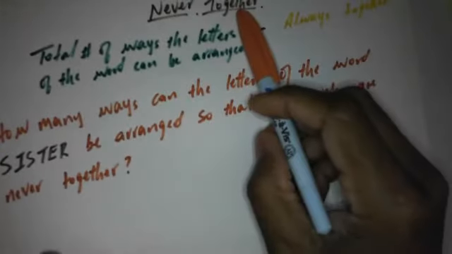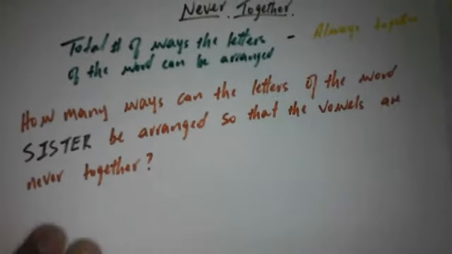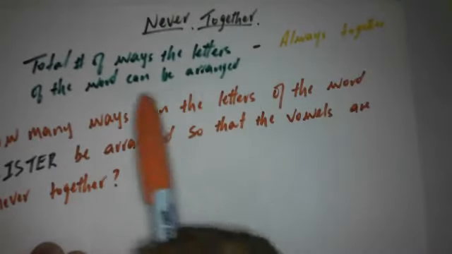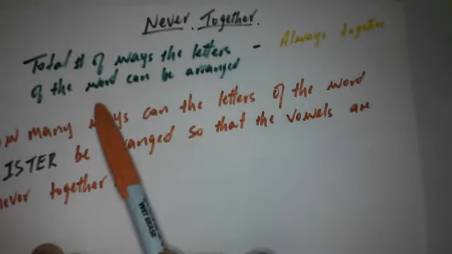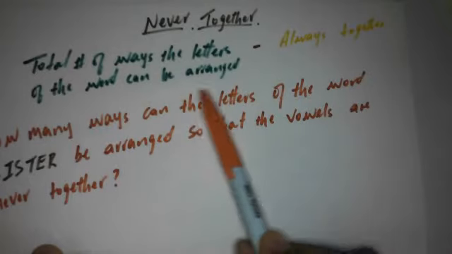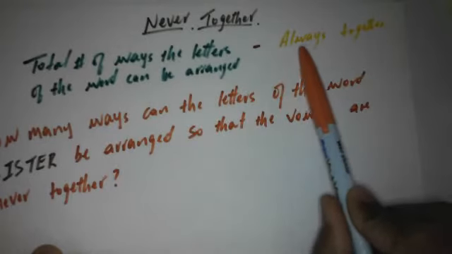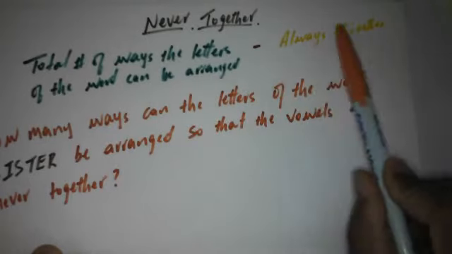Okay? Alright, now let's look at our final concept. Our final concept is never together. Okay? And the formula for never together, write this in your books, is the total number of ways the letters of a word can be arranged minus when the vowels come together.